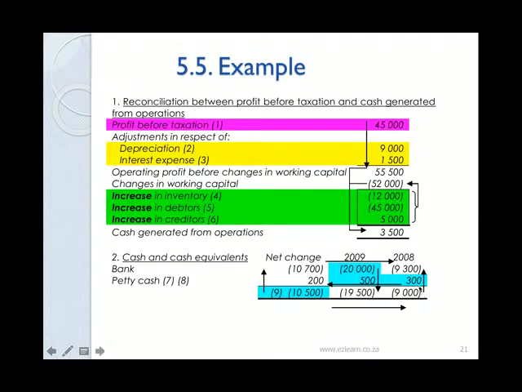From this, we can work back to find out that our bank overdraft must have been an overdraft of 9,300 Rand, either by working from the end result, taking petty cash into account, or by looking at the net change in bank, knowing the end result and working back to get the beginning.